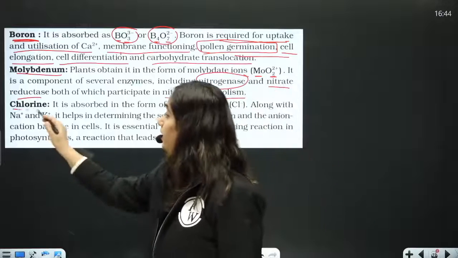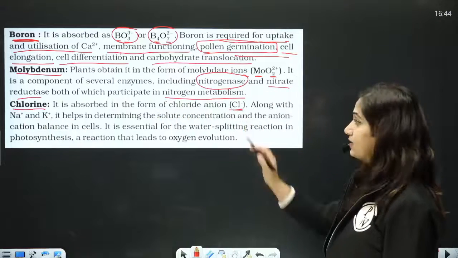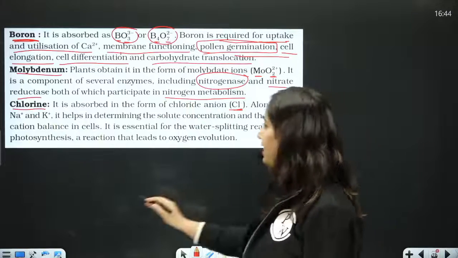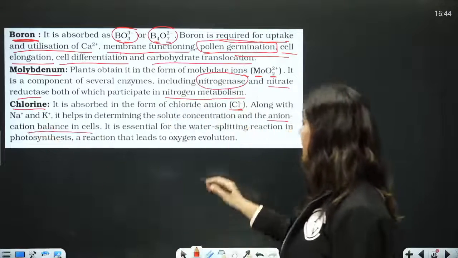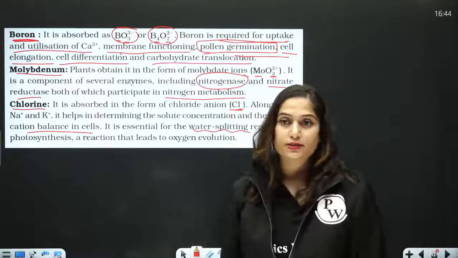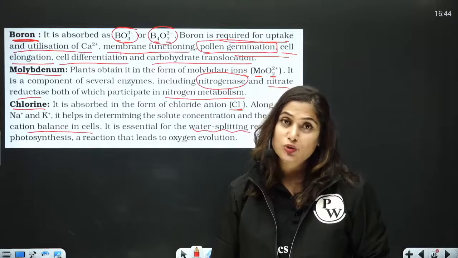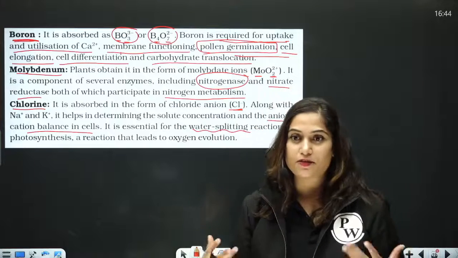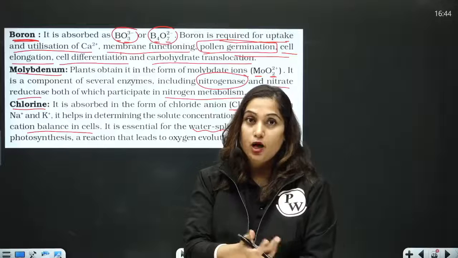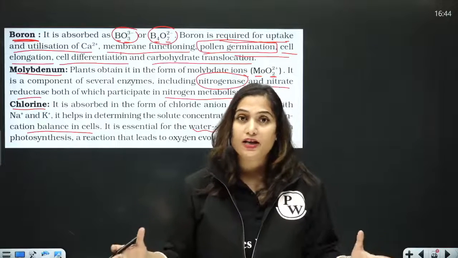Chlorine, taken in the form of chloride ions. Okay, and obviously you know that it maintains anion cation balance in the cells. It forms the water splitting complex. You know it, right? So these are the major roles. Let's revise some important roles. Ready with me? Answer yourself along with me. Okay, who maintains ribosome structure?